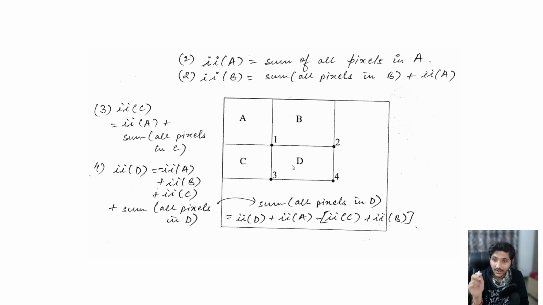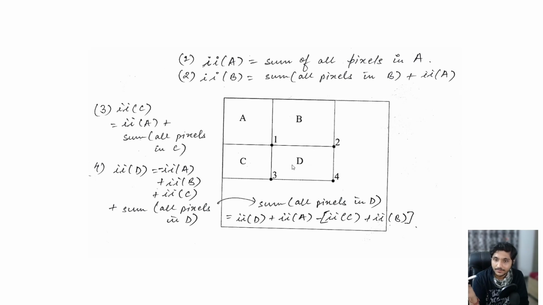That means the integral image of rectangle B is going to be the sum of all the pixels in B plus the integral image of A. That means the sum of all the pixels in A and the sum of all the pixels in B. Okay, what about C? It's going to be the same, right? To the top of it there is a rectangle A, so the integral image at C is going to be the integral image at A plus the sum of all pixels in C itself, right?